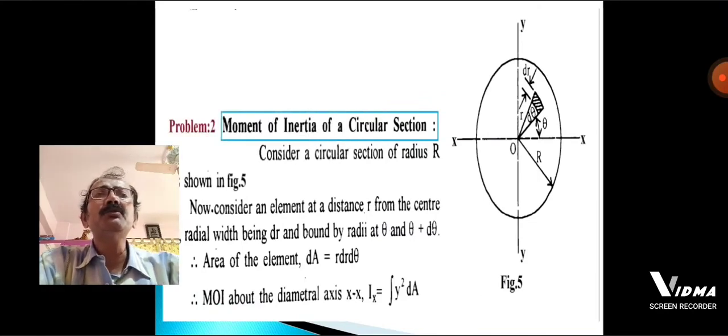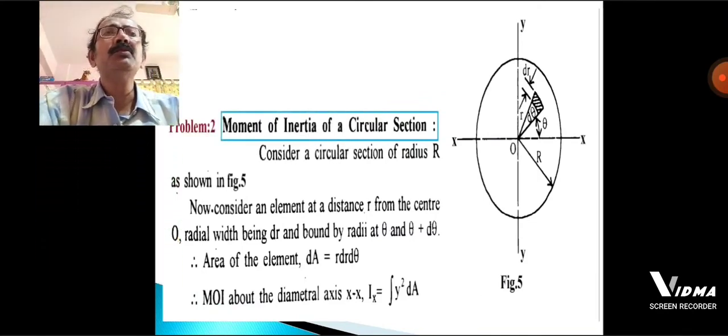Now in problem number 2, we have to calculate the moment of inertia of a circular section. The diameter of the circular section is d, that means the radius is r, as shown in figure 5. Consider an elemental area at a distance r from the center O, with radial width dr and bounded by radii theta and theta plus d theta. Obviously the area of the element is dA equals r d theta into dr.